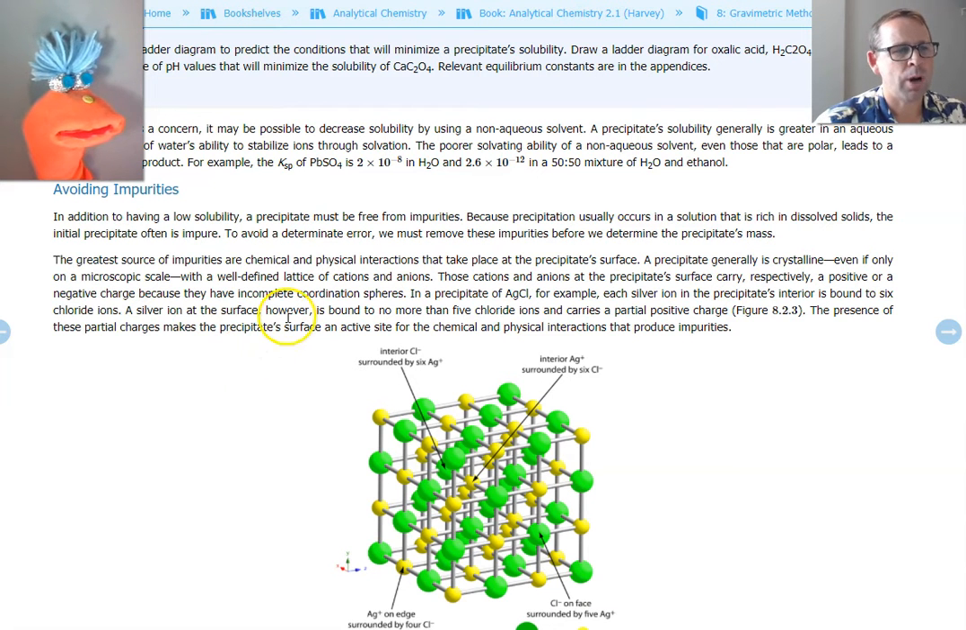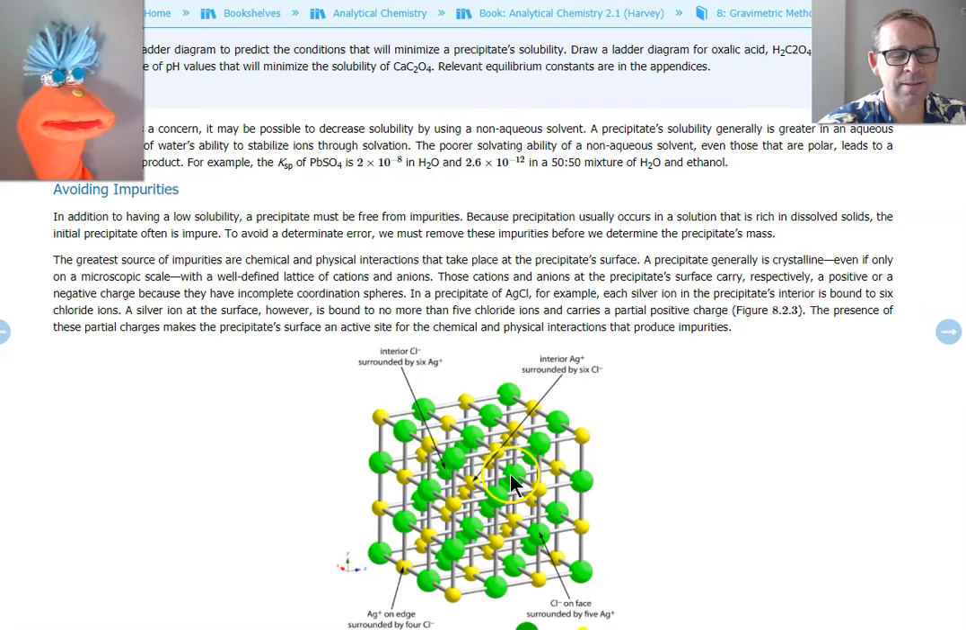So when you're performing a gravimetric analysis, you're causing a precipitate to form. And remember, a precipitate is going to generally be something like a three-dimensional lattice, like this crystal of silver chloride that we have here.